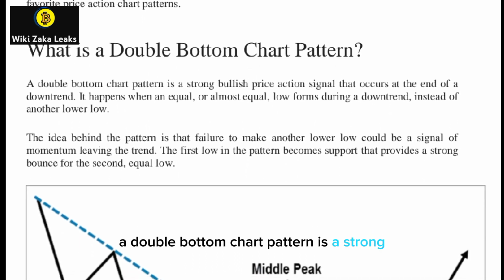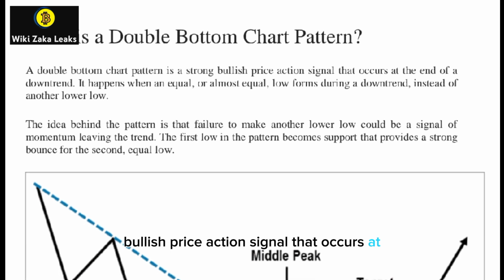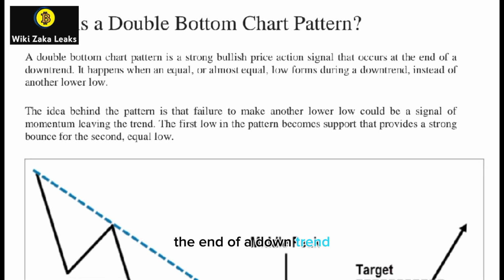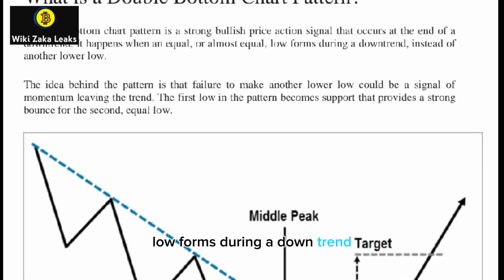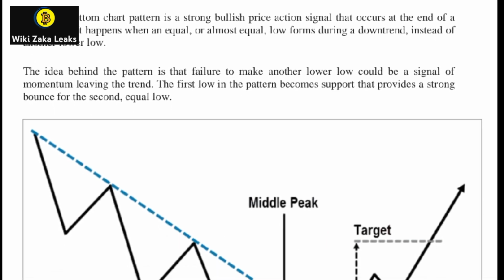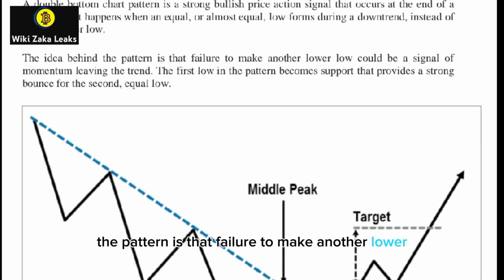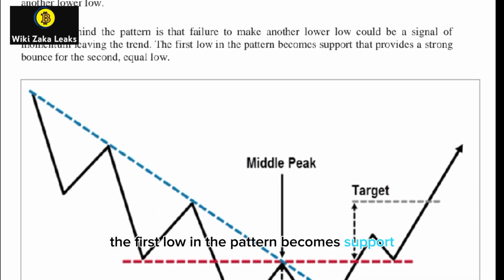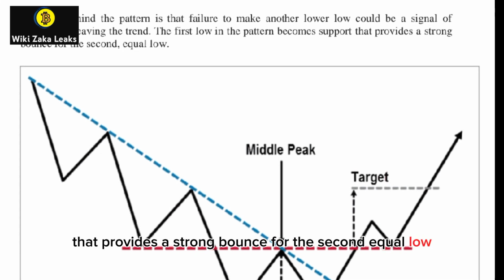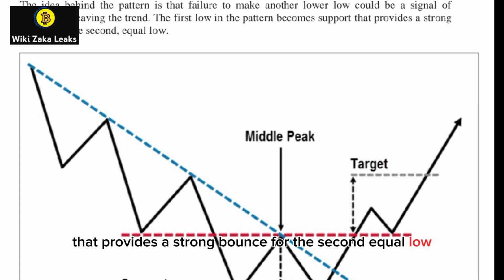What is a double bottom chart pattern? A double bottom chart pattern is a strong bullish price action signal that occurs at the end of a downtrend. It happens when an equal, or almost equal, low forms during a downtrend, instead of another lower low. The idea behind the pattern is that failure to make another lower low could be a signal of momentum leaving the trend. The first low in the pattern becomes support that provides a strong bounce for the second, equal low.